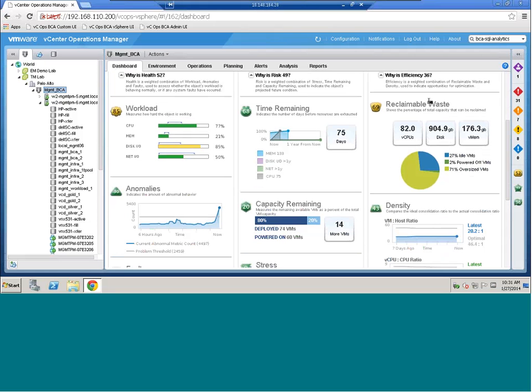So starting in the efficiency column, the first thing that I would do is probably work with the reclaimable waste badge. Clicking on it will take us over to the planning tab and allow us to start working with these idled, powered off, and oversized VMs, and allow us to run the reports and the interactions to be able to start making the judgments of what to reclaim there.